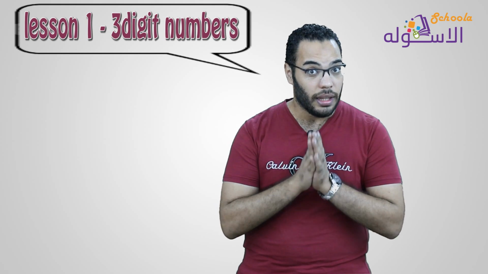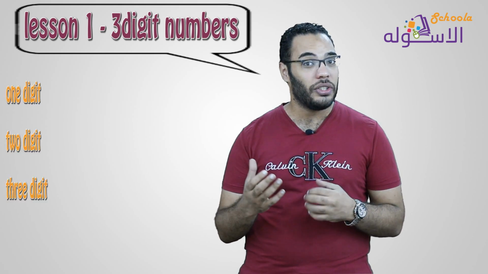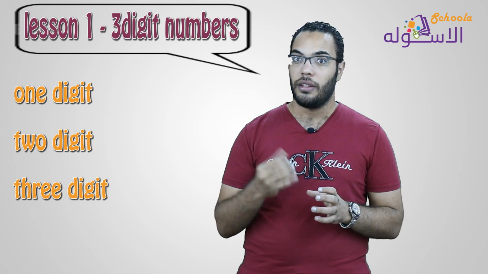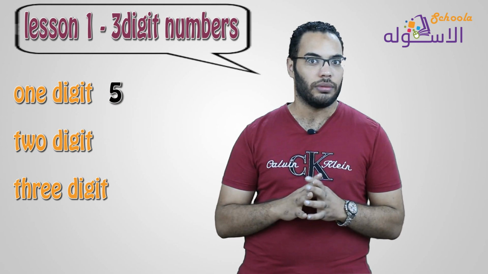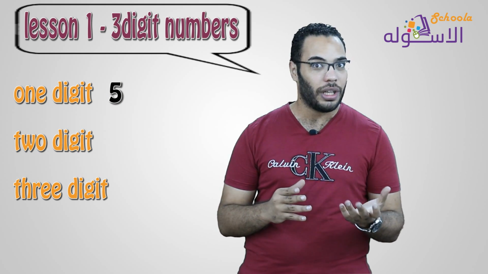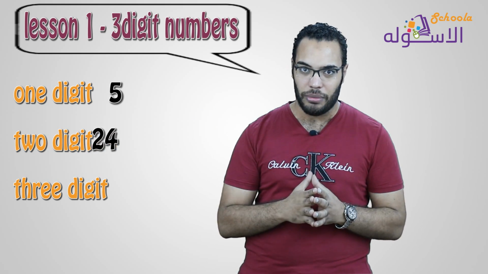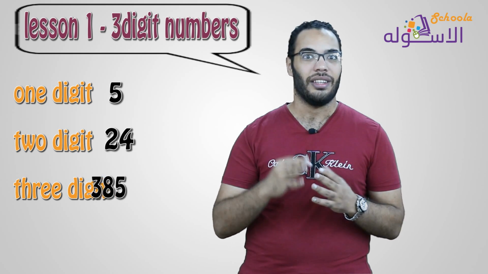We said in that lesson you have to notice what is the difference between 1-digit, 2-digit and 3-digit numbers. For example, we said 5 is a 1-digit number. The number 5 alone is a 1-digit number. 24 is 20 and 4, 2 and 4, so 2-digit number. And 385 is a 3-digit number.